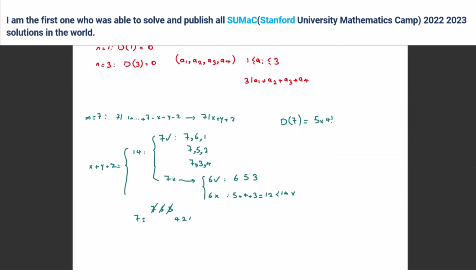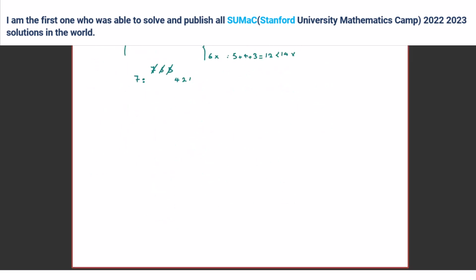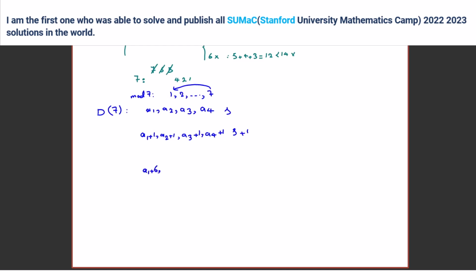Now we want to calculate D7 in the same way. So for D7, it says again A1, A2, A3, A4. Let's add 1 to each of them: A1 plus 1, A2 plus 1. And we consider all of them mod 7, because it says the numbers are from 1 to 7, after 7 we go to 1 again, which is the next one after that. A3 plus 1, A4 plus 1. So it is S plus 1. We go all the way to A1 plus 6, A2 plus 6, to A7 plus 6.